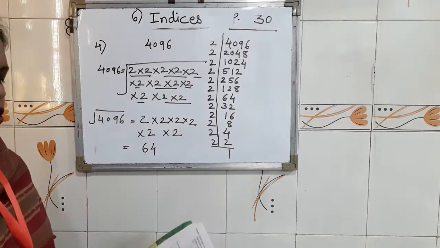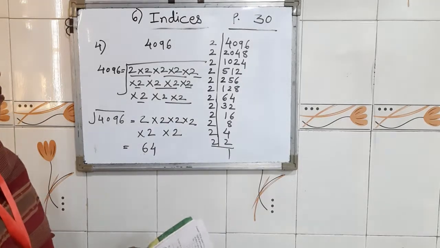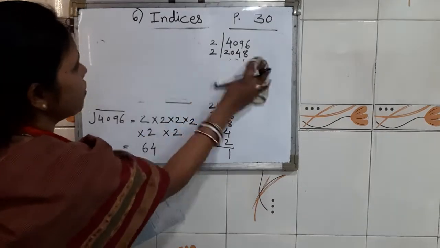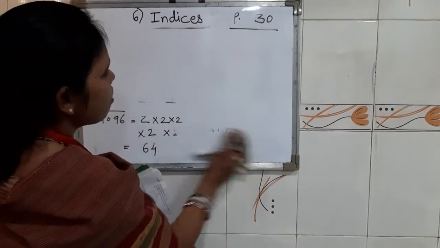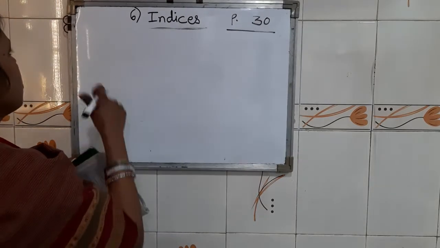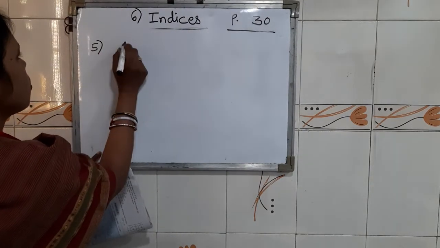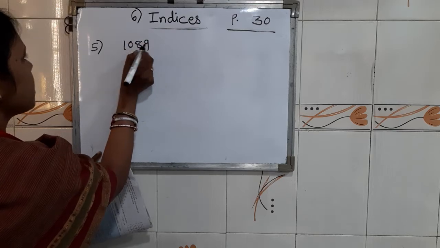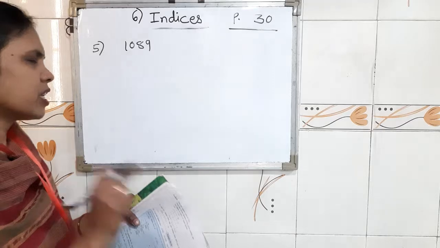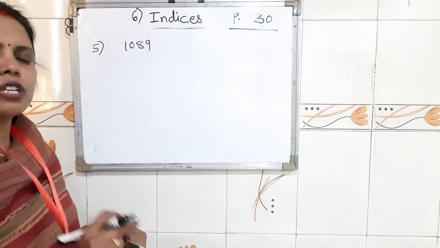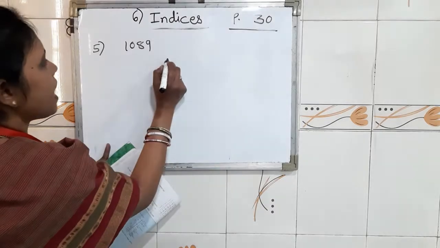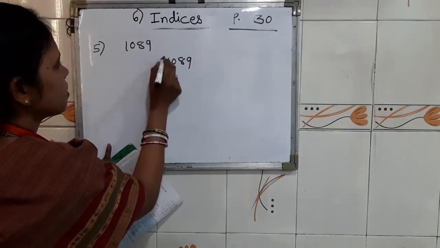So our next question, that is 1089. Question number 5, 1089. So children, first we will find out by which table 1089 will divide. So for that, find the factors.